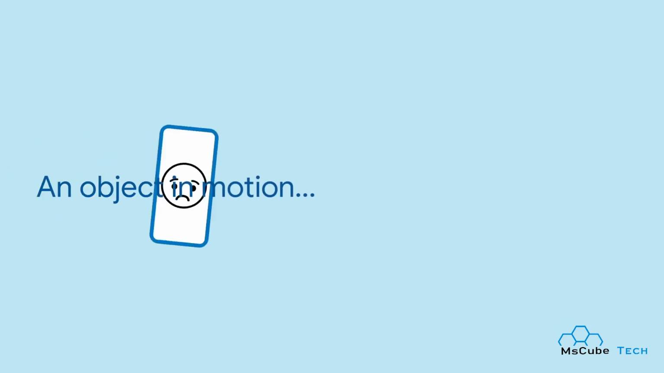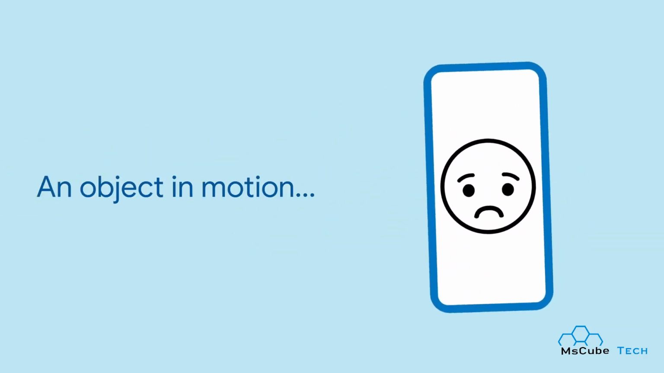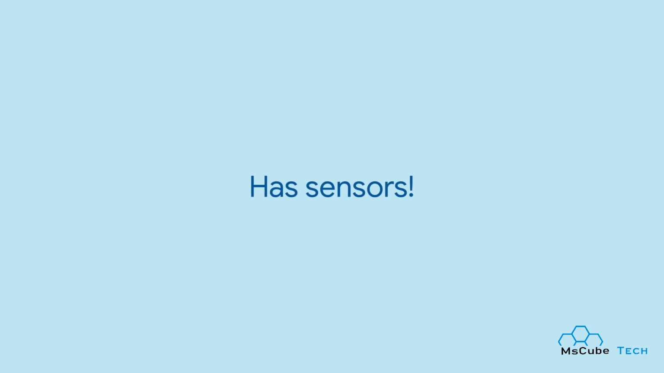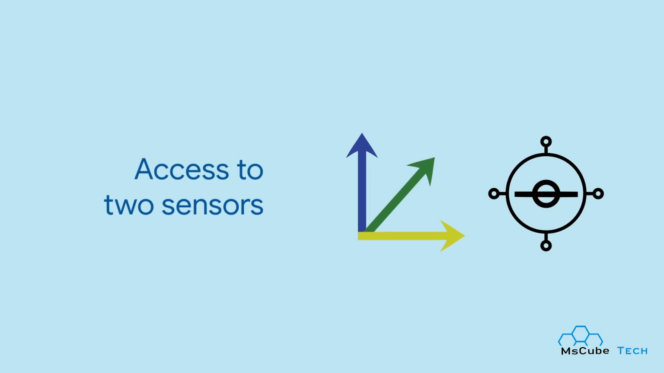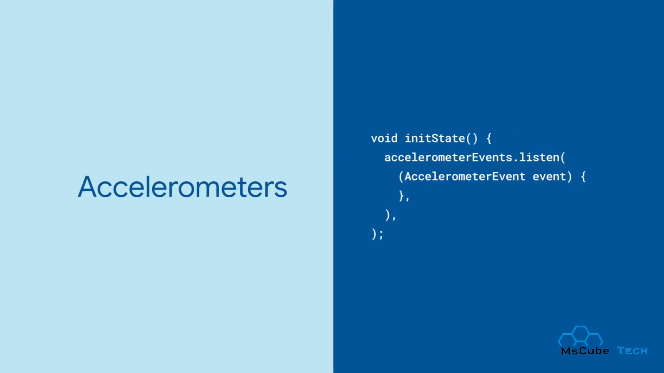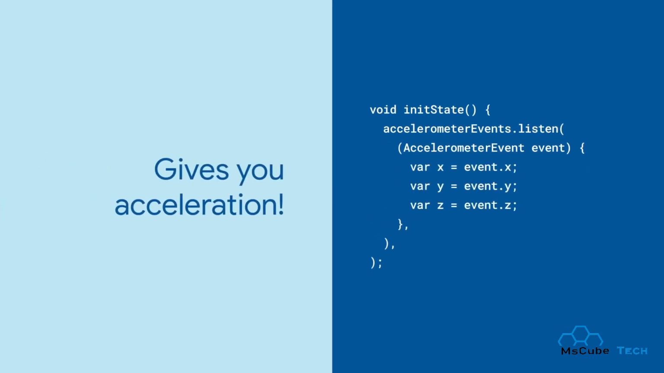Have you ever thrown your phone across the room and wanted to know when it stopped moving? There are sensors that can help. To access them, try the Sensors Plus package. This gives you access to two sensors, the accelerometer and the gyroscope. For each one, you can get a stream. The accelerometer event stream, for example, tells you where your phone is going. The stream sends events that contain the X, Y, and Z values for how fast the phone's position is changing.